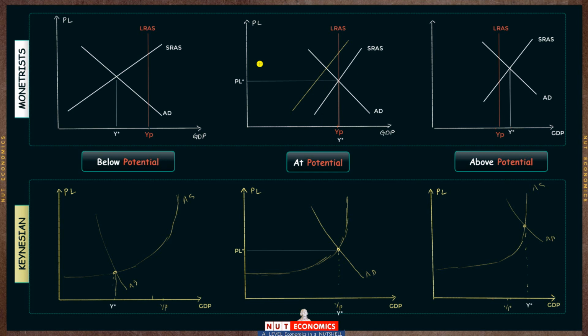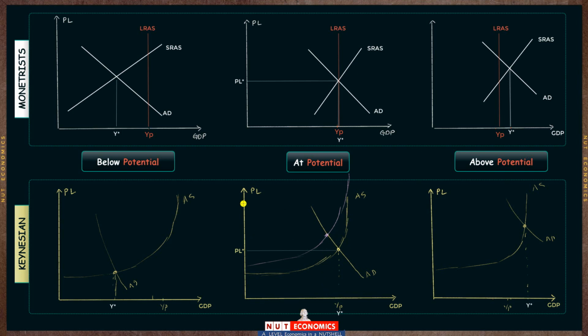Now you can show the shifts of aggregate supply through this Keynesian version as well, but in terms of drawing it, it gets a bit more messy, but you can show it over here. So if aggregate supply falls, you can just sort of build it like this. So potential is the same, and you will get the same result. Aggregate supply has shifted to the left, so GDP has fallen and the price levels have increased.